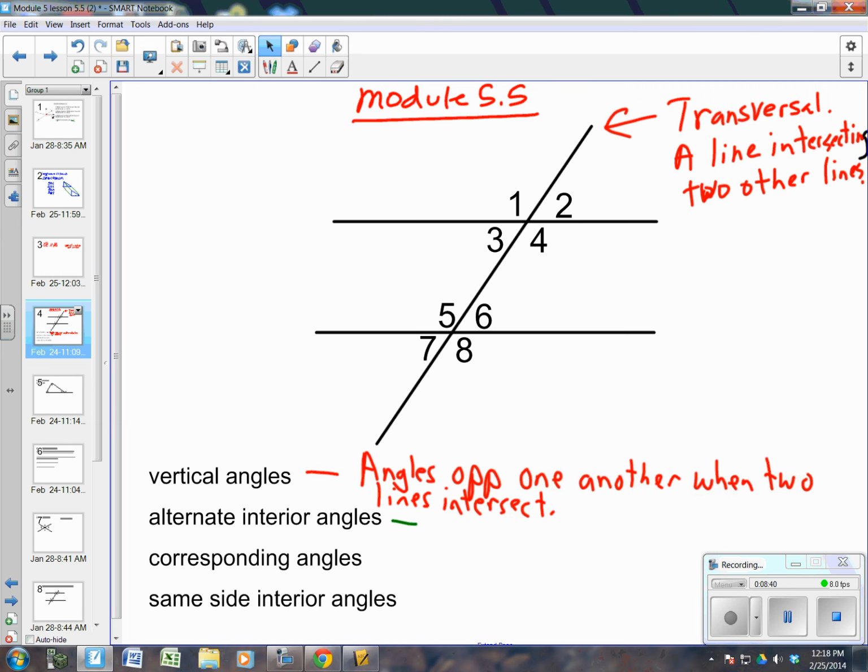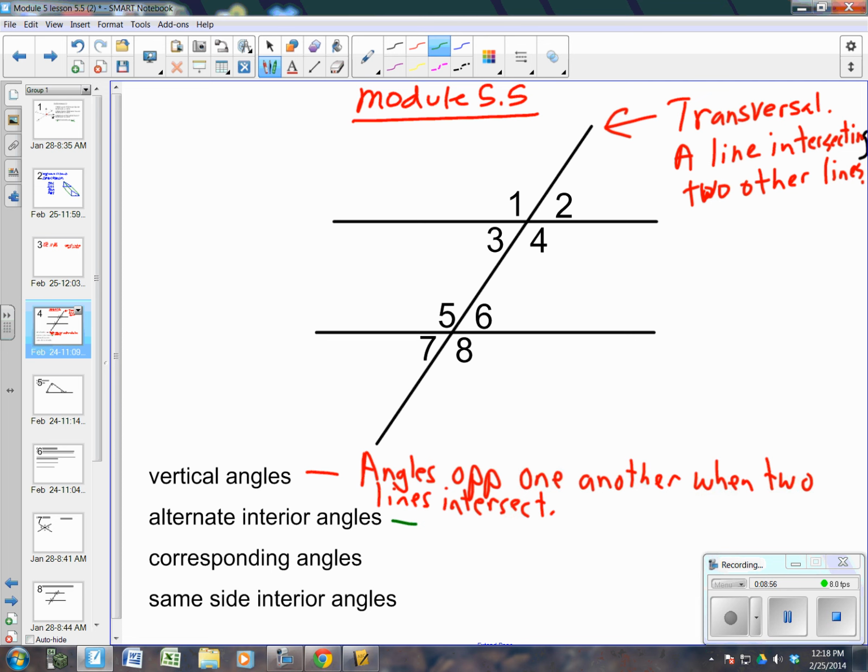Do the 2 lines have to be parallel? No, they don't have to be parallel, but we are going to study the properties when they are parallel. And that's what you're going to learn about today. So, good question. Now, right here, the vertical angles are angles opposite one another.